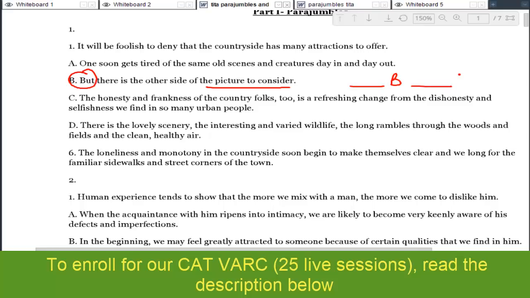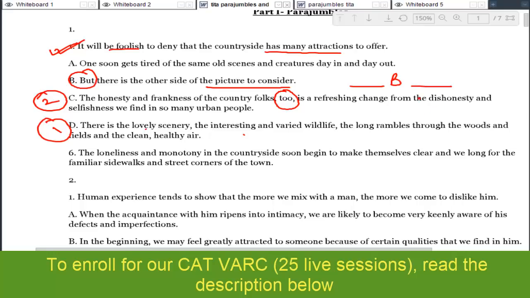Correct? So statement one says it will be foolish to deny that the countryside has many attractions to offer. That means if you deny that the countryside has many attractions to offer, you are foolish. That means the author wants to say that indeed the countryside has many attractions to offer. So what are those attractions? There is lovely scenery, the interesting and varied wildlife, the long rambles through the woods and fields, and the clean, healthy air. So this is the first positive thing, and the second positive thing has been added by the adverb "too". It says here that the honesty and frankness of the country folks too is a refreshing change.